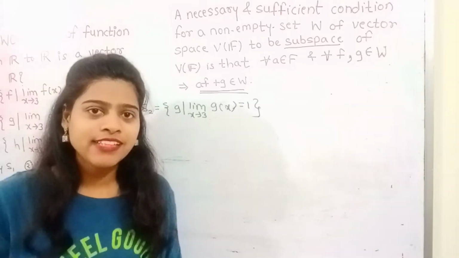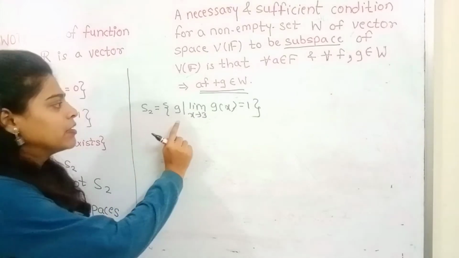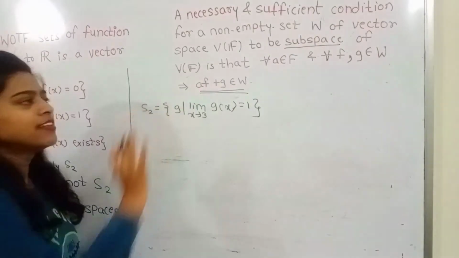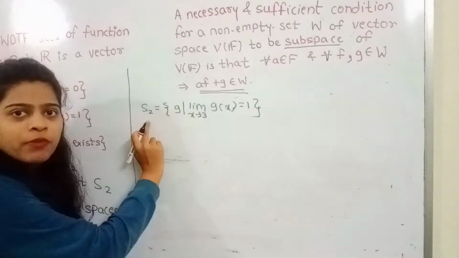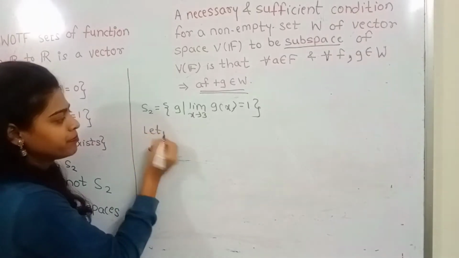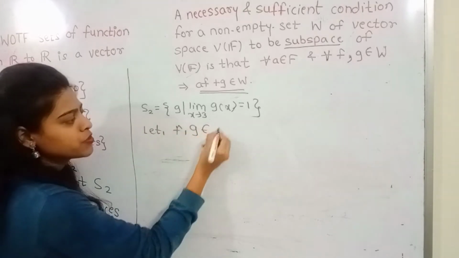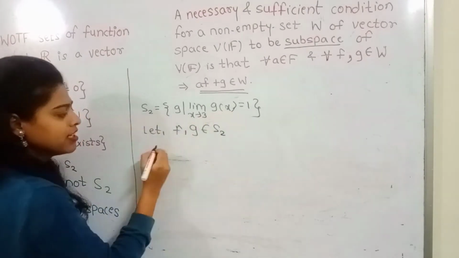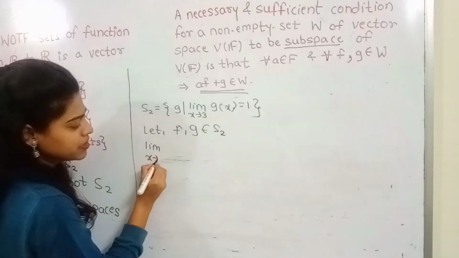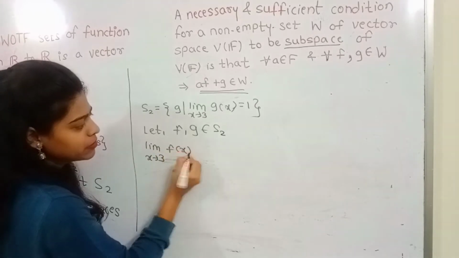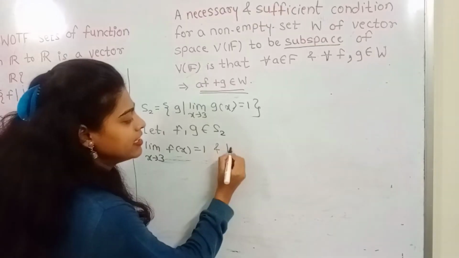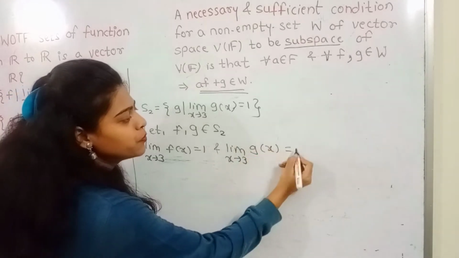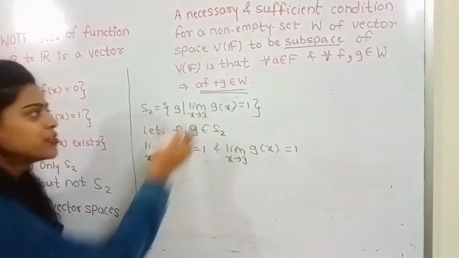Similarly, we consider the second set S2. That is, S2 is equal to the set of g such that limit x tends to 3 of g(x) is equal to 1. To check this condition, let two functions from S2. Therefore, let f, g belong to S2. Let f belong to S2, then limit x tends to 3 of f(x) is equal to 1. Similarly, limit x tends to 3 of g(x) is equal to 1. Now we only have to check this condition.